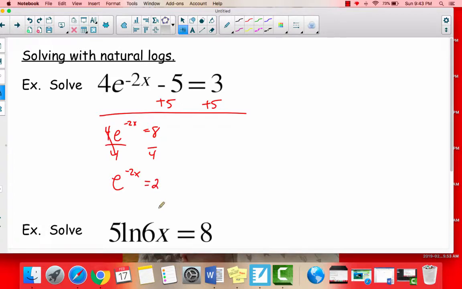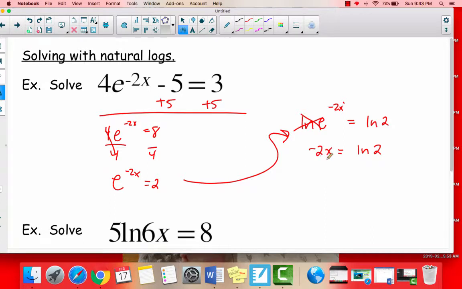And now we have to look at what we have here. We have an exponential function, so we want to change this to the log function. And to do that, we're going to have to take the log or the ln of both sides. So I'm going to take the ln of e to the negative 2x equals the ln of 2. Notice I've taken the ln on both sides, and what that does is on the left side it allows me to cancel out basically my base and leave me with my exponent. So these cancel and I'm left with negative 2x equals the ln of 2.